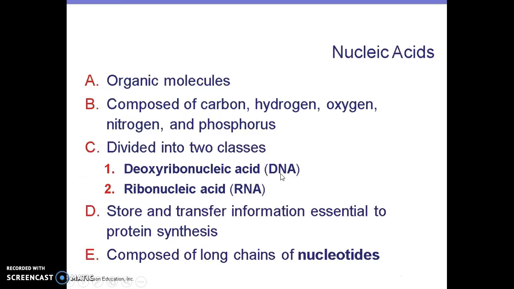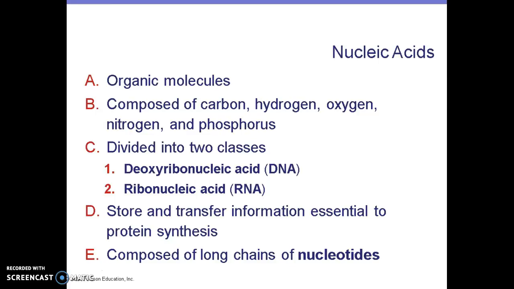Our 4th category of compounds is nucleic acids. Deoxyribonucleic acid and ribonucleic acid, commonly known as DNA and RNA. As with the other 3 categories, they're organic. They're composed of carbon, hydrogen, and oxygen, as all of them are, but nucleic acids have nitrogen and phosphorus. These molecules store and transfer information essential to protein synthesis.